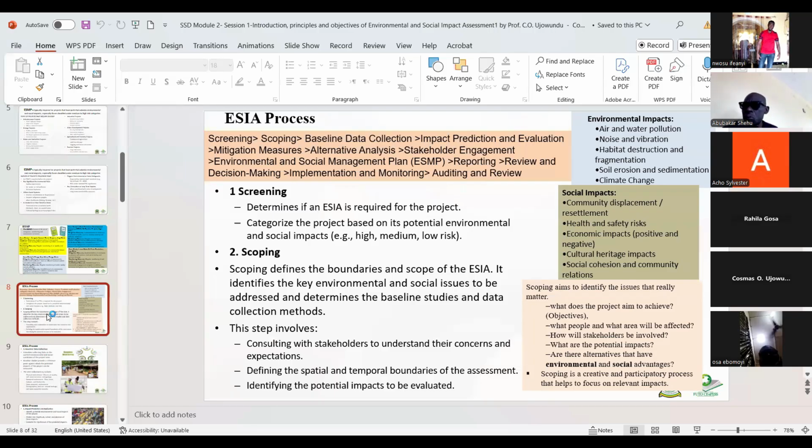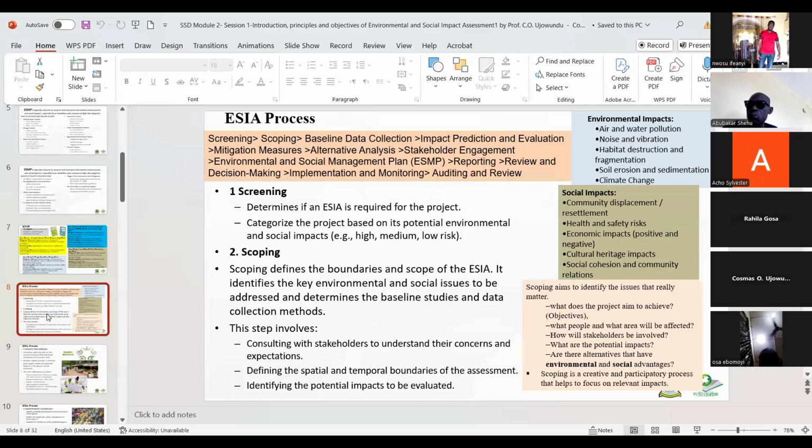If during the screening you find out that your project is of low risk, you don't need to go any further. You stop at that screening stage and ask the project proponents, or those that submitted the project, to go ahead with their work, and you can now do your monitoring as the work goes on.